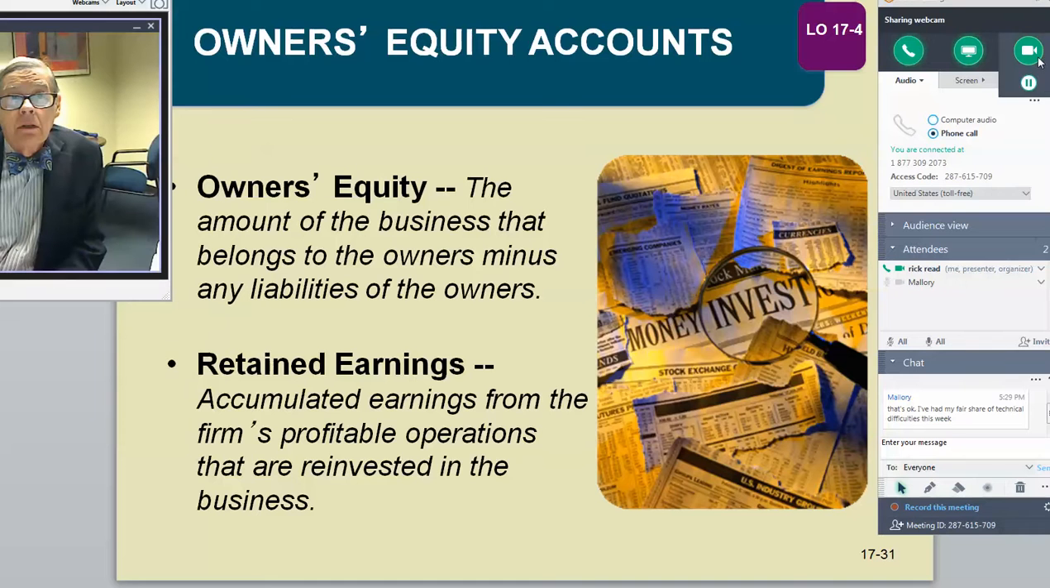Now, owner's equity is the amount that belongs to the business minus anything we owe. And retained earnings is exactly what it says. It's things that we kept in the organization from our profit, and we intend to reinvest those in the business.